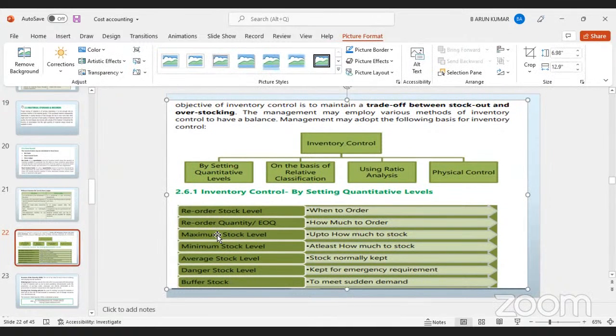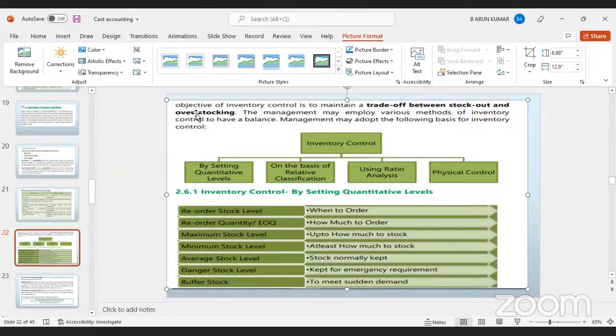When do we reorder the stock, how much is the reorder quantity, and what is the maximum stock level in the stores and the minimum stock level that the stores department maintains. Then the danger level, and what the buffer stock means. With these, different types of inventory controlling settings are prepared.